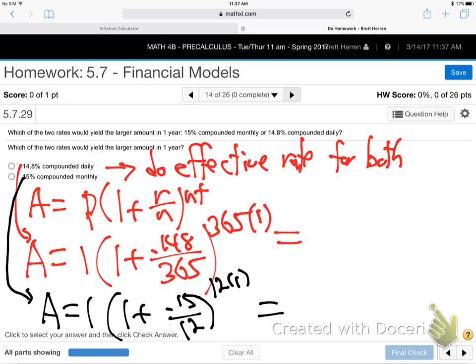Does that make sense? I just do effective rate for both of them. I just say, all right, 14.8% daily, $1 for 1 year, 365 compoundings for N, 0.148 is the interest rate. See what that becomes. And then 15% monthly, $1 for 1 year, it's 12 compoundings. And just calculate, find out what they both are.